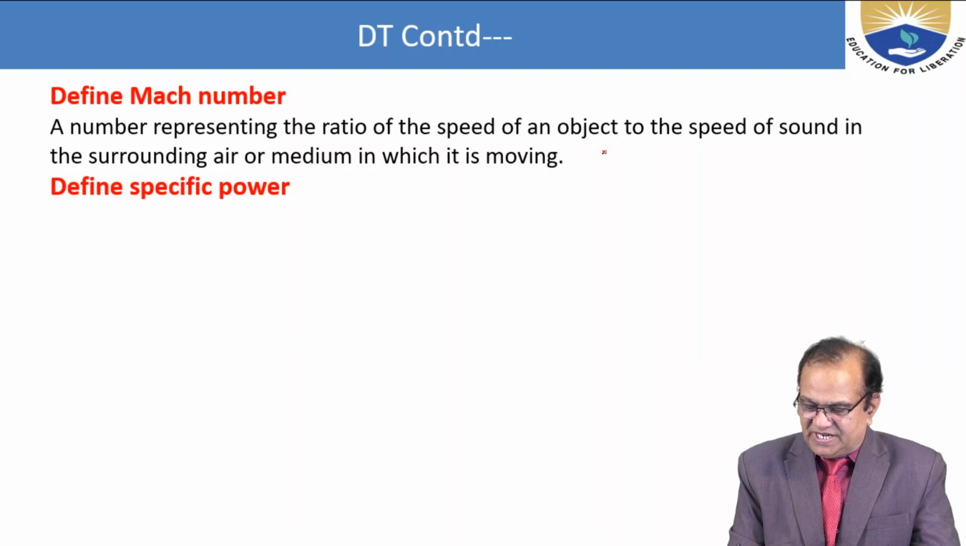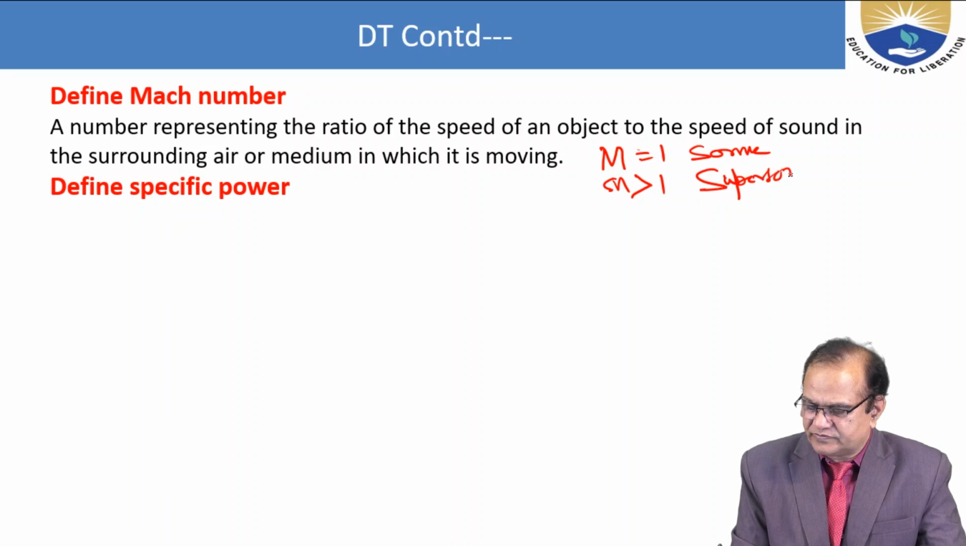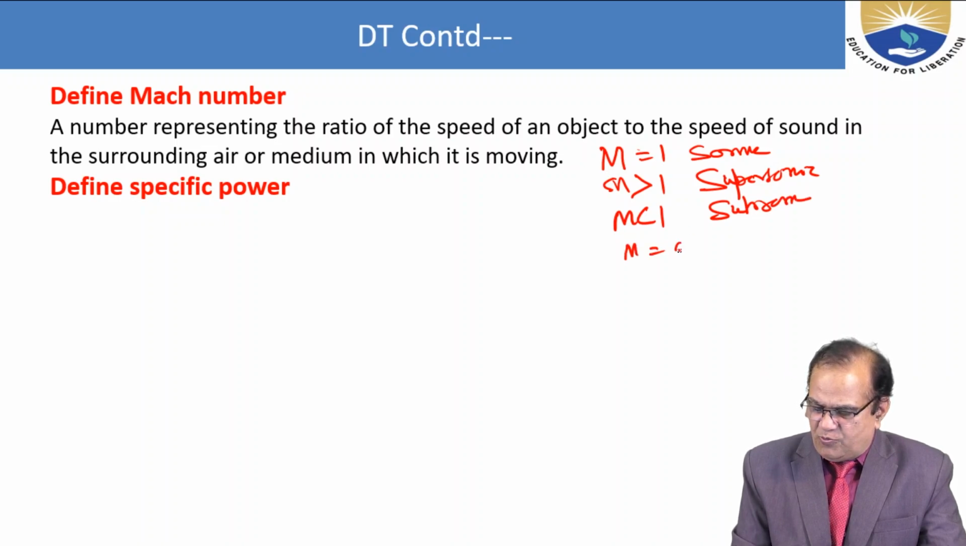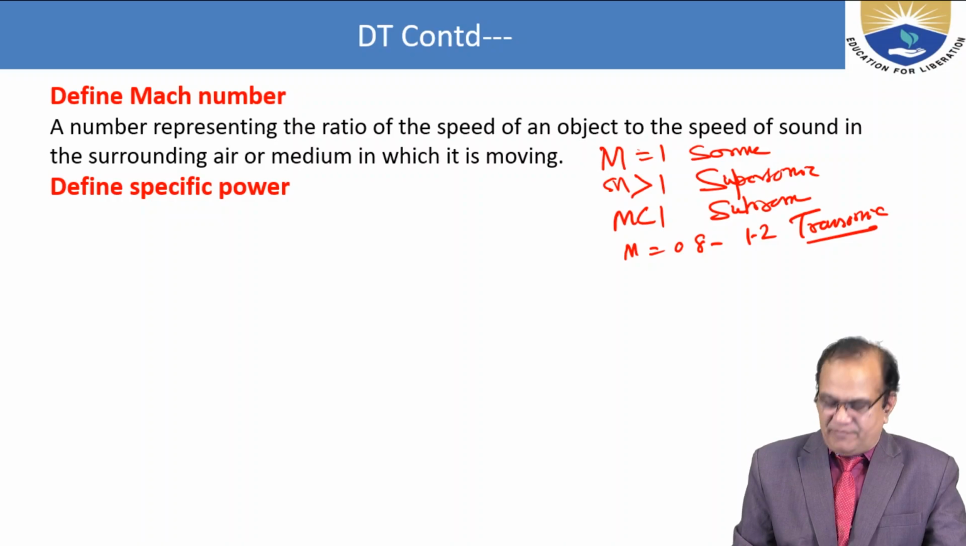So this is represented by M. If M is 1, it is sonic. M is greater than 1, supersonic. If M is less than 1, subsonic. If M is between 0.8 to 1.2, it is transonic. So these are the ranges of your Mach number.